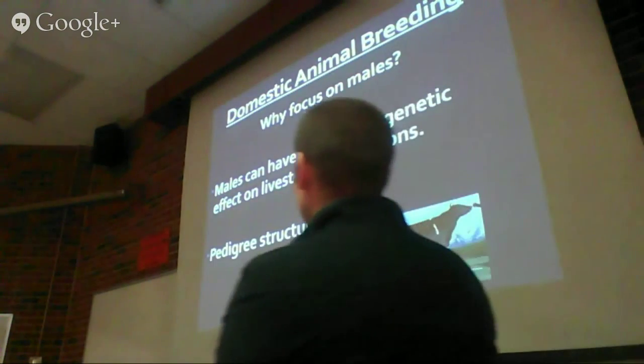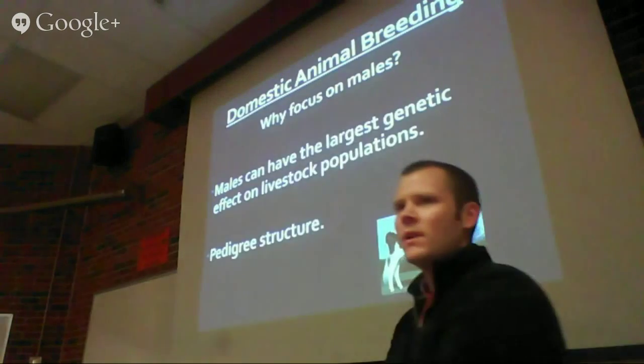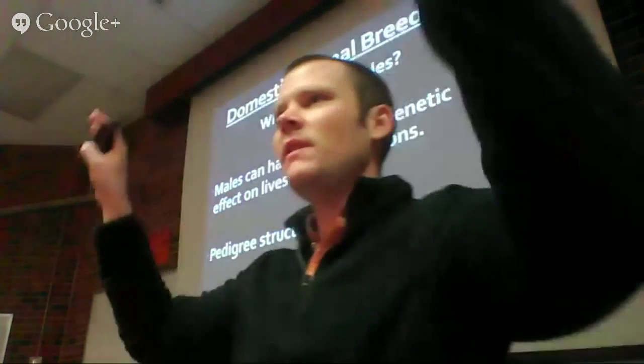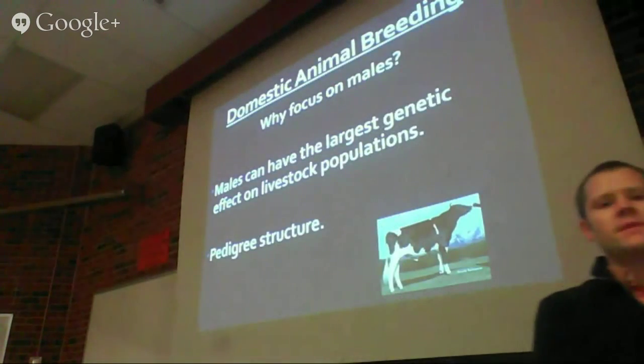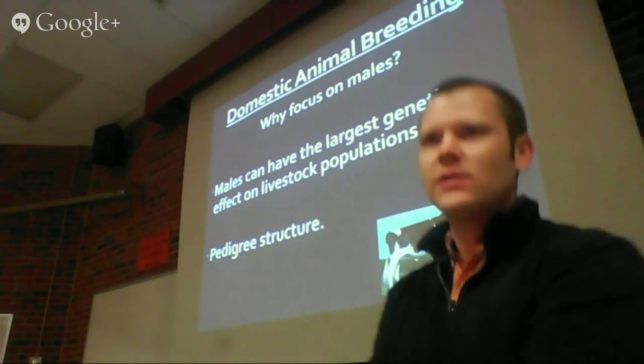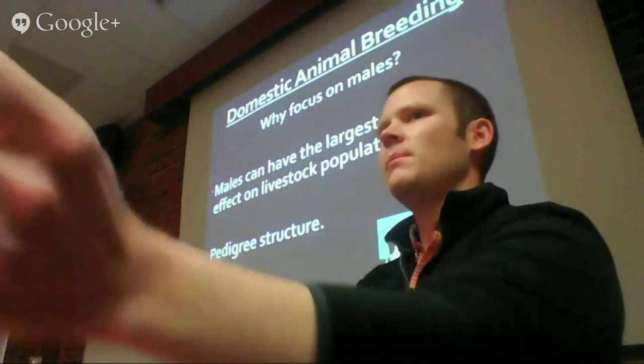So this pedigree, everyone remembers what pedigree is. That's the kind of family tree you think about, how we're looking at who's related to who. Pedigree structure becomes extremely important in this. We actually use pedigree structure to estimate genetic potential.